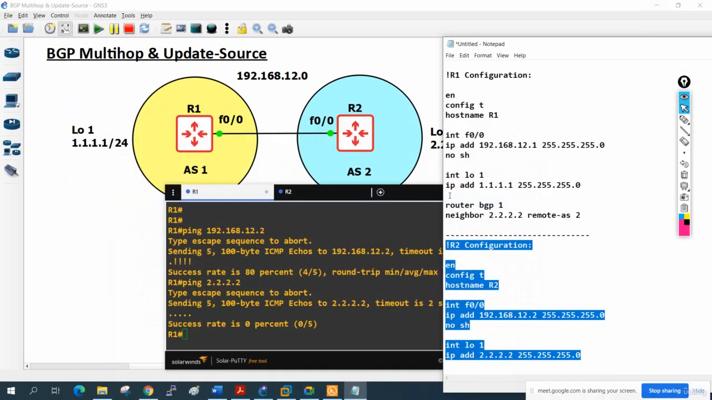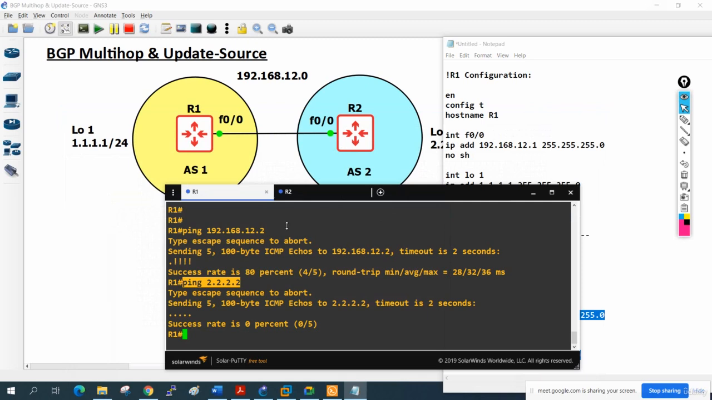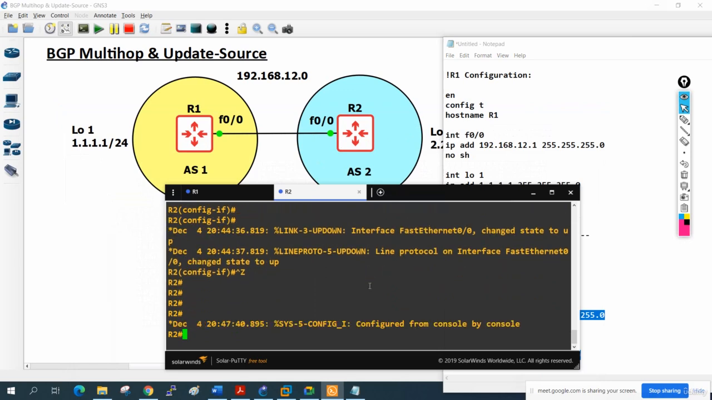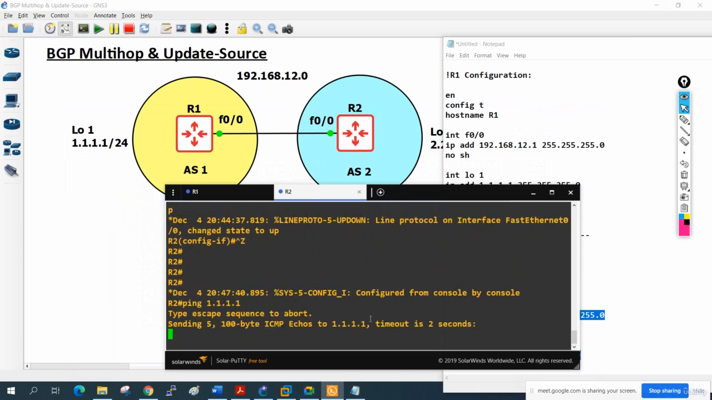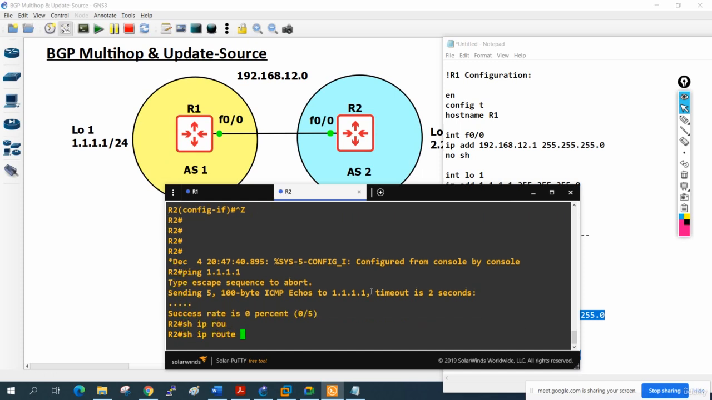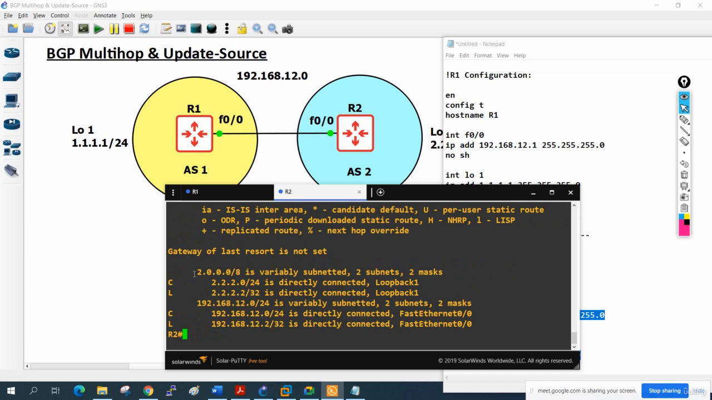To get reachability, what will I do? First, how do we check that we don't have it? In R1, I ping 2.2.2.2 and it is not working. Now in R2, I will ping 1.1.1.1, and it will not work because they don't have any route. Let me show you. This router R2 doesn't know anything about the 1.1.1.0 network of R1. If I write show ip route, you don't have anything about 1.1.1.1 here. That's why they are unable to reach.